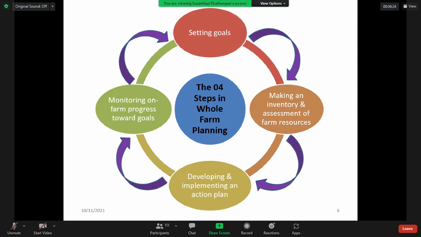And the third one, you will develop and implement an action plan. In the third step, you start to develop a plan and apply that plan in your farm, to observe what happens, whether the farm is running on the positive side or the negative side. And the fourth one is monitoring the farm's progress towards the goal.